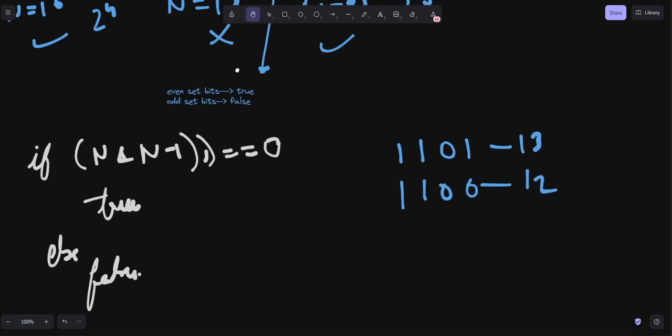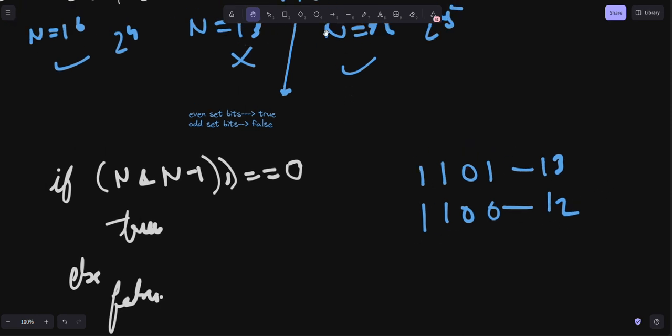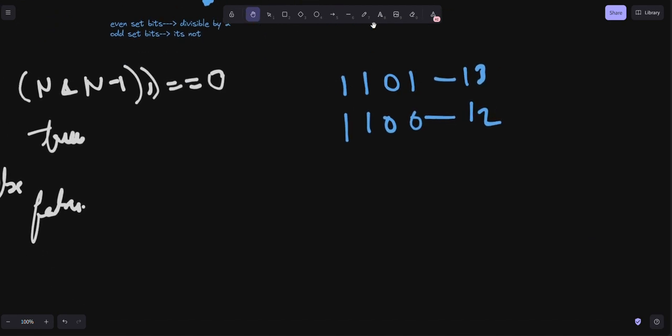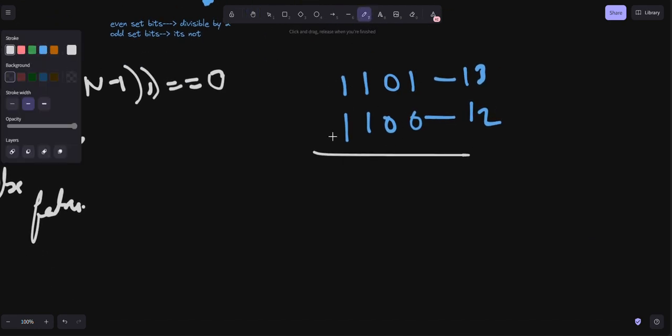Again, there's one pattern here. See, 12 has even bits, which means it's divisible by 2, and this one is not, because you can see 13 has 3. So if you do the AND operation here, you'll get 0011.